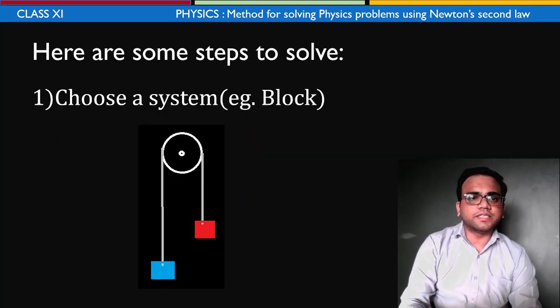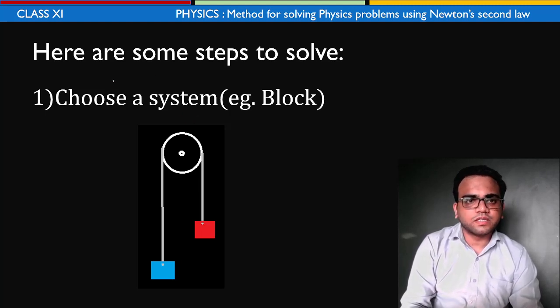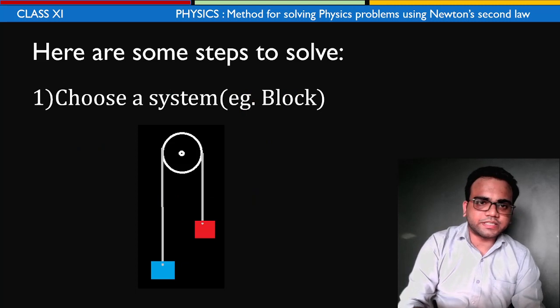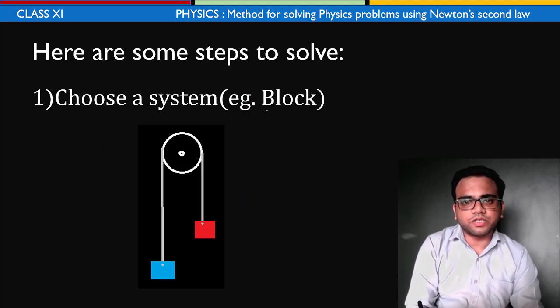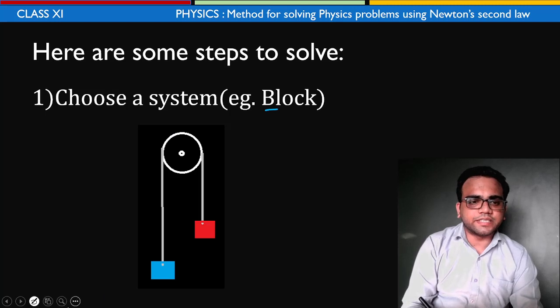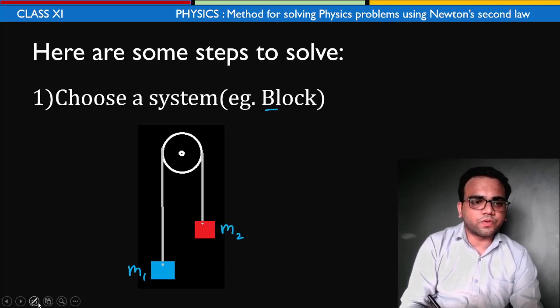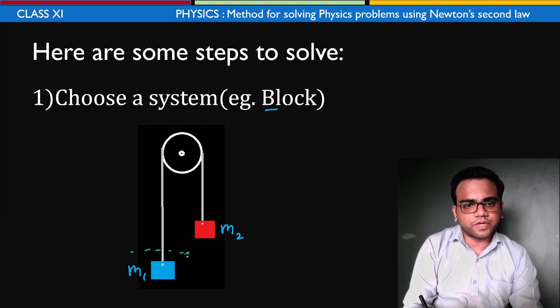Now we will see what the steps are. Here are some steps to solve this problem. The first step is to choose a system, for example, a block. You can see there are two blocks. The first is this m1 and the second is this m2. So m1 can be our system, and m2 can also be our system.